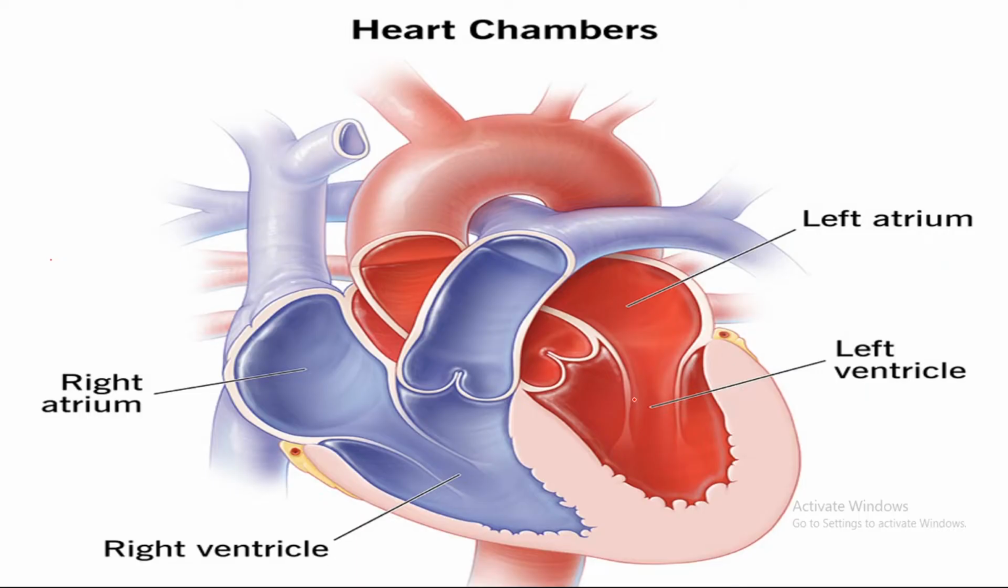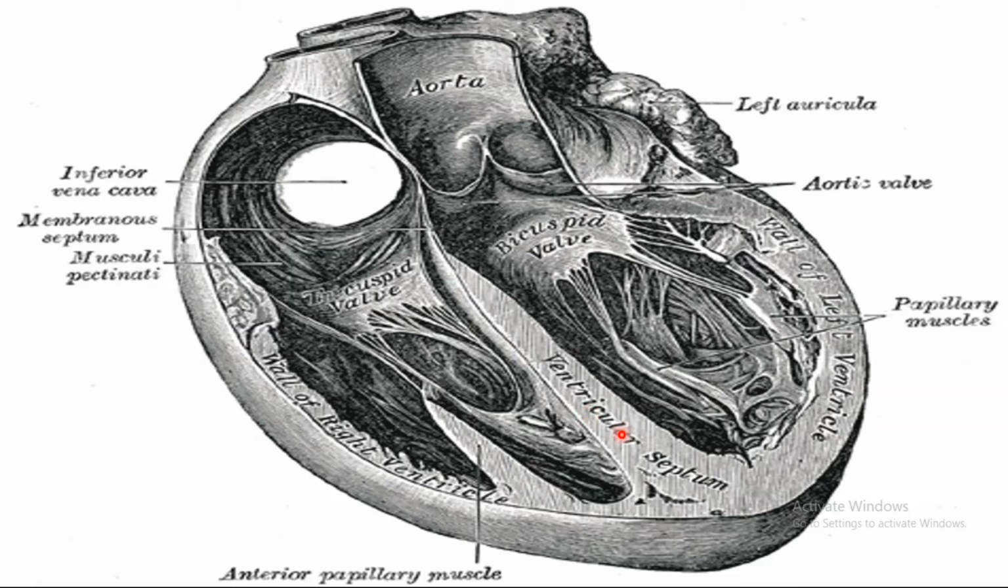Ventricles are more muscular than atria. The left ventricle is thicker than the right one because the right one supplies blood to the lungs, whereas the left one supplies blood to the body, so it has to apply more force than the right one. Both ventricles are separated by the interventricular septum. Let me show you. This is the interventricular septum.